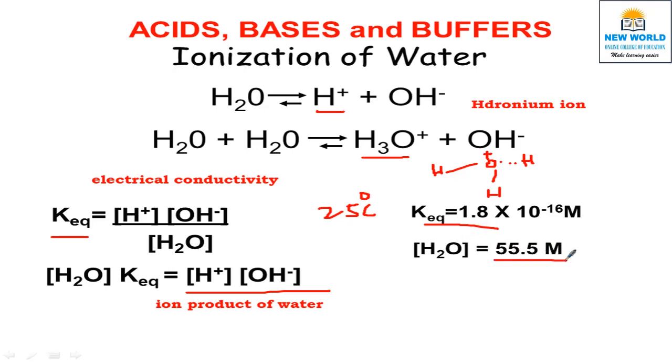How do we get this number? For pure water at 25 degrees, the concentration is grams in 1 liter. What is that? It is 1000 grams in 1 liter. If we divide this by the molecular weight, which is 18 grams per mole, we get 55 moles per liter, which is the concentration of water at 25 degrees, very pure water. So if you multiply this with 55.5 and the equilibrium constant, we will get the ion product of water.